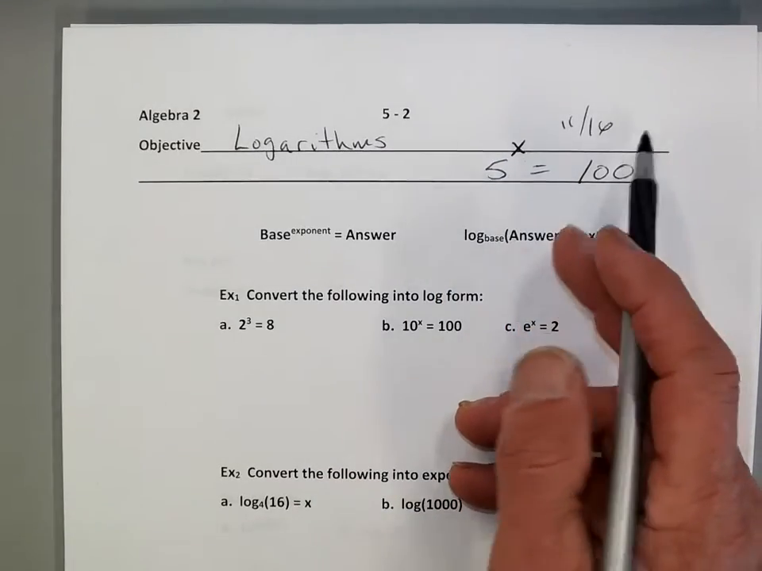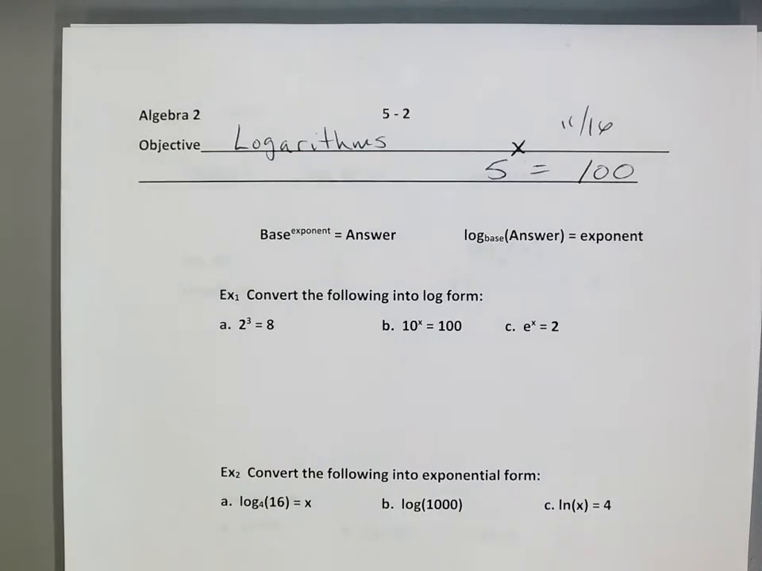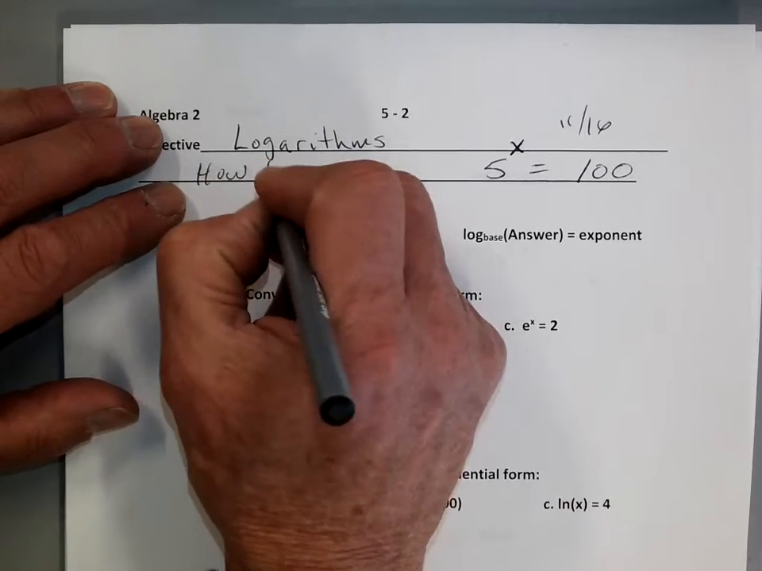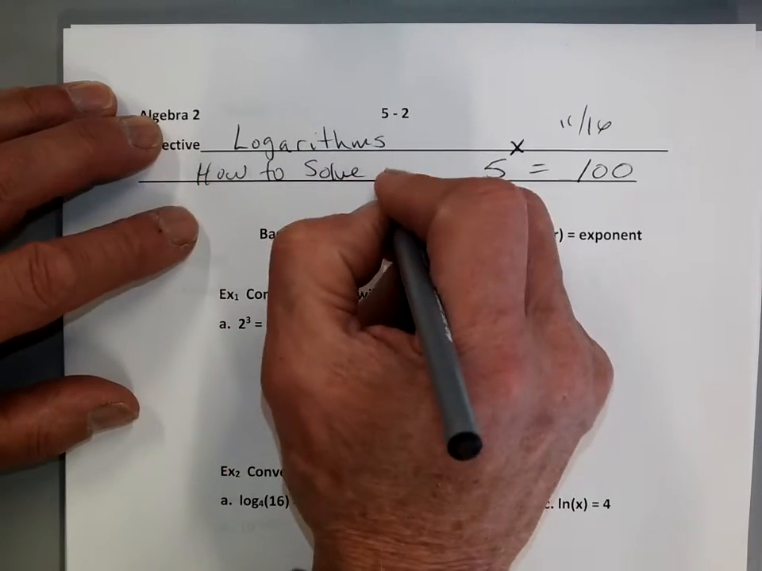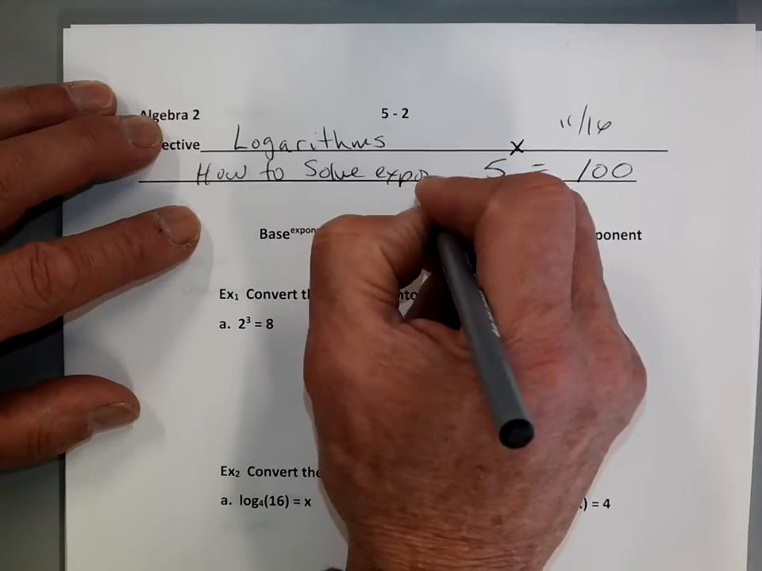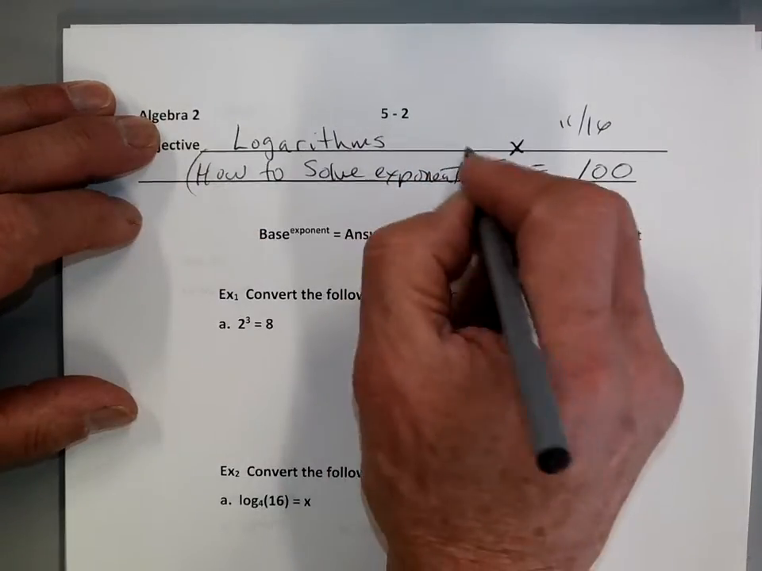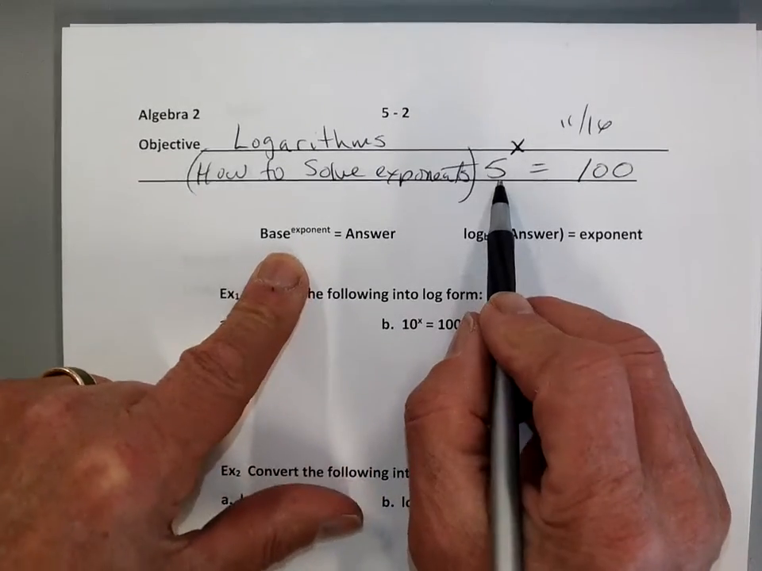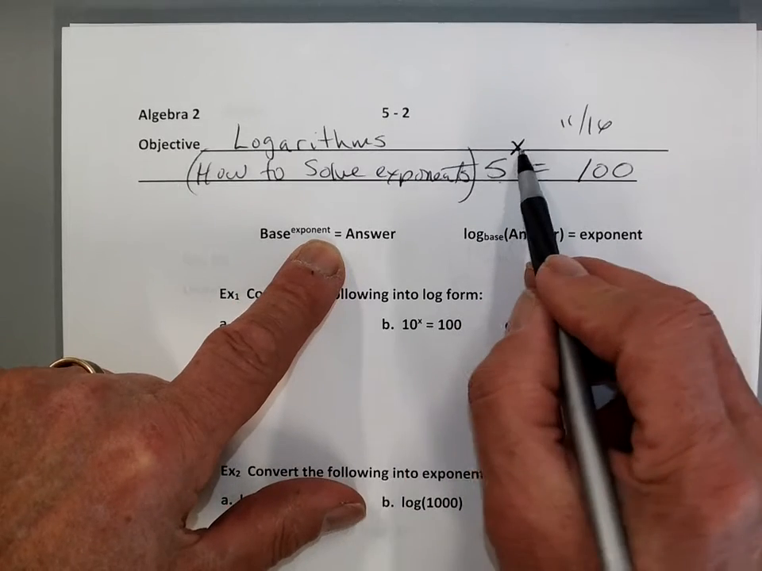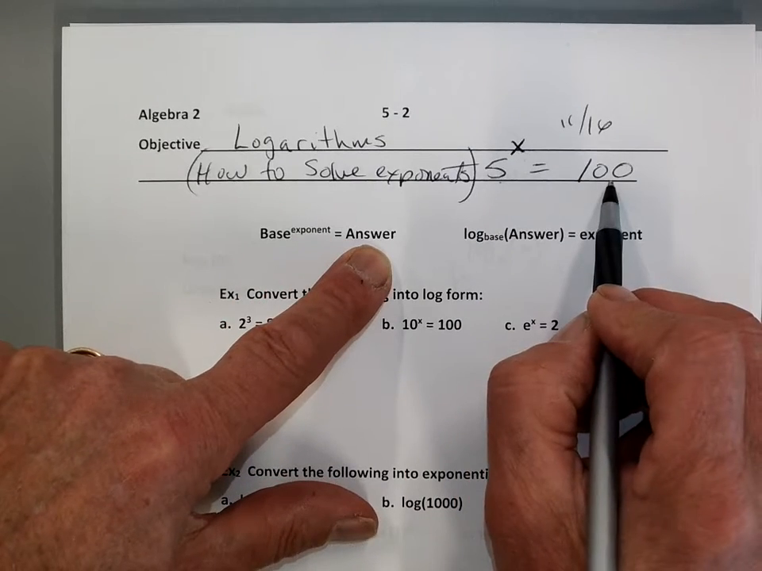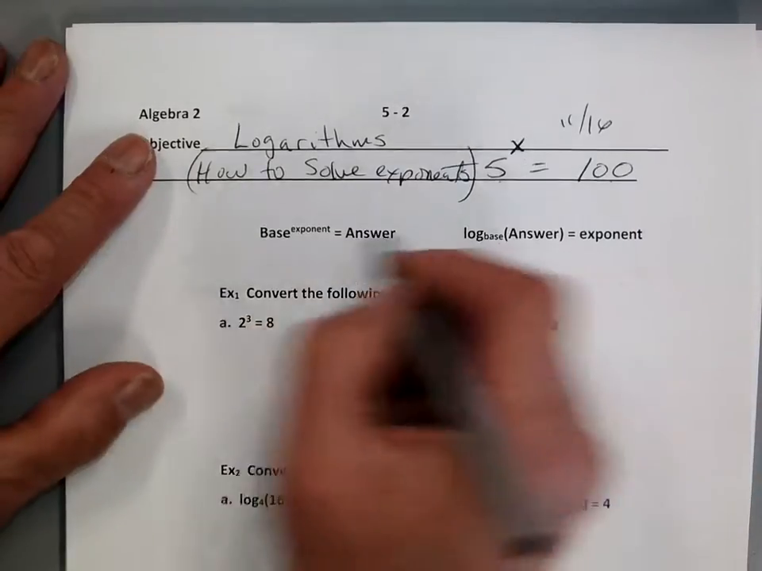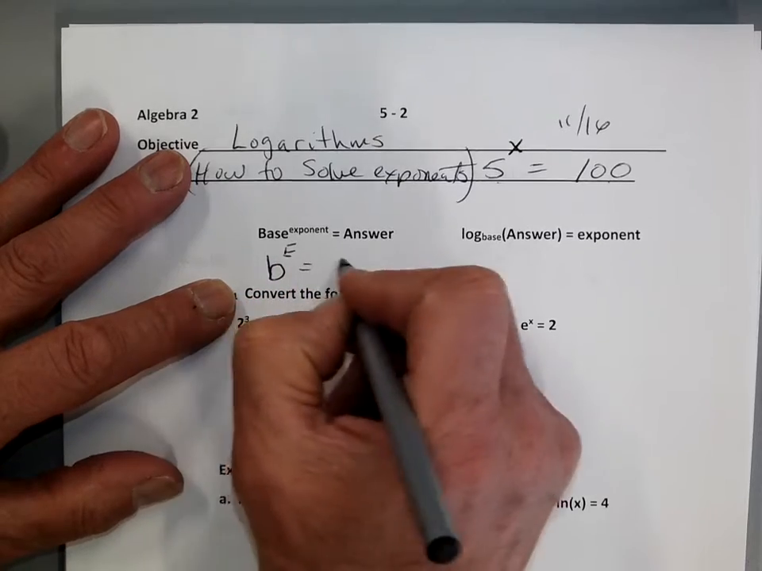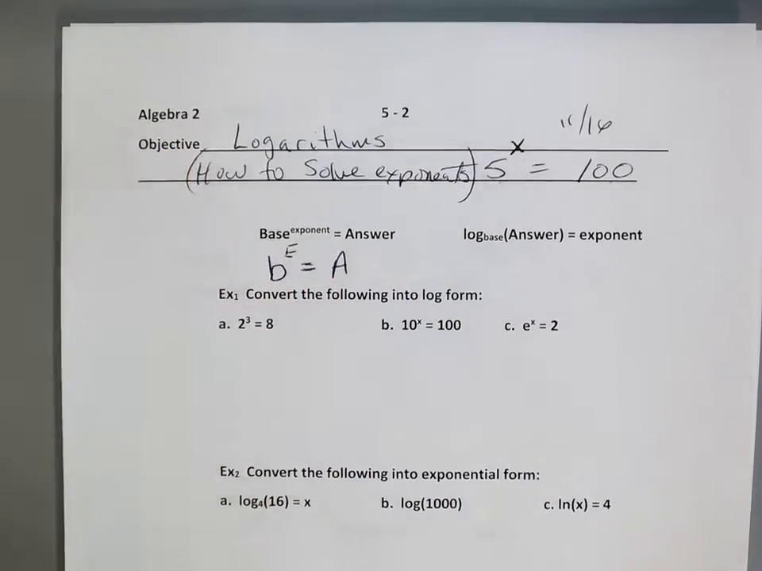You can guess and check all day, but if we learn something about logarithms, it's going to teach us how to solve for exponents. So logarithms are basically going to be exponents. If we have a base, like the 5 is my base, to an exponent, it equals some answer like 100. So we can rewrite it from that form, b to the e equals a. It's just kind of a shorthand of that.